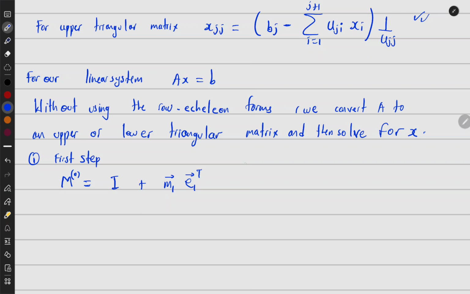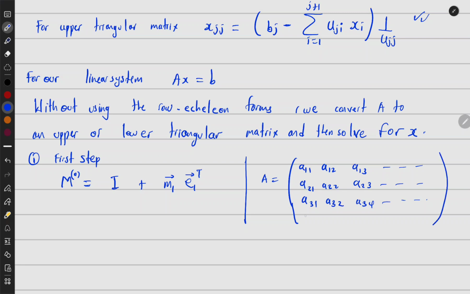So if our A is, let's say, A11, A12, A13, continuing, A21, A22, A23, continuing, A31, A32, A33, continuing like that, even down here. So what do I get? I get an aim.